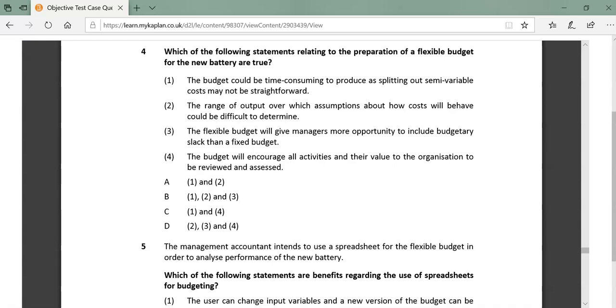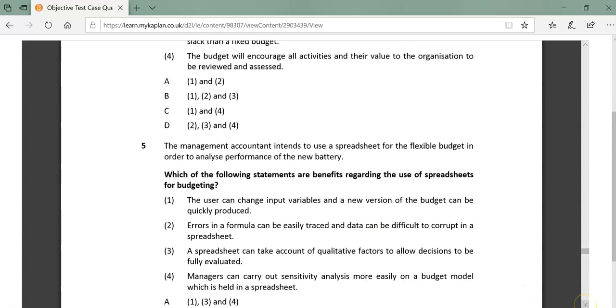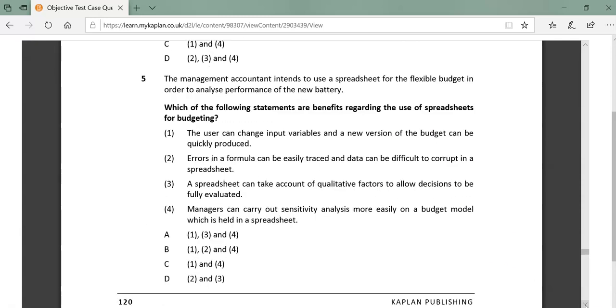And then finally, question 5. I thought this was a fair one, quite fair. In terms of using spreadsheets, you can change things quickly and quickly produce results, can't you? Errors are not easy to trace, if you know anything about Excel, and I'm sure you do. It's very easy to corrupt data, so 2 is not correct. A spreadsheet will never be able to take account of qualitative factors, and you can carry out sensitivity analysis, so naturally the answer is C here.